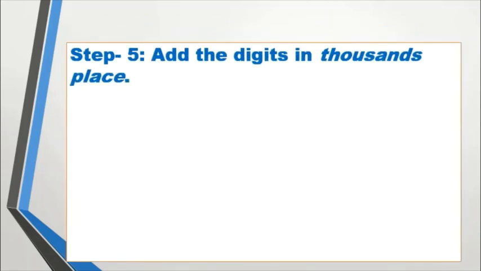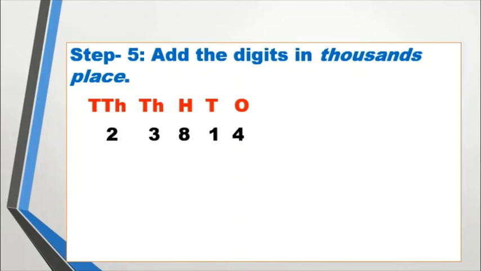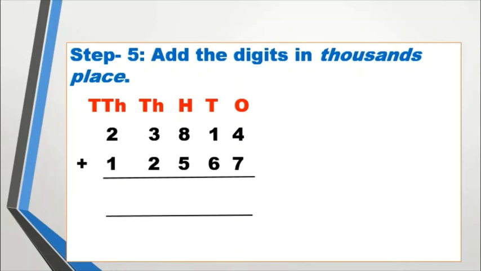Step 5. Add the digits in thousands place. Let us see what are the digits in the thousands place. Those are 3 and 2 and we have one more carryover number. So 3 plus 2 is 5 and 5 plus 1 is 6.